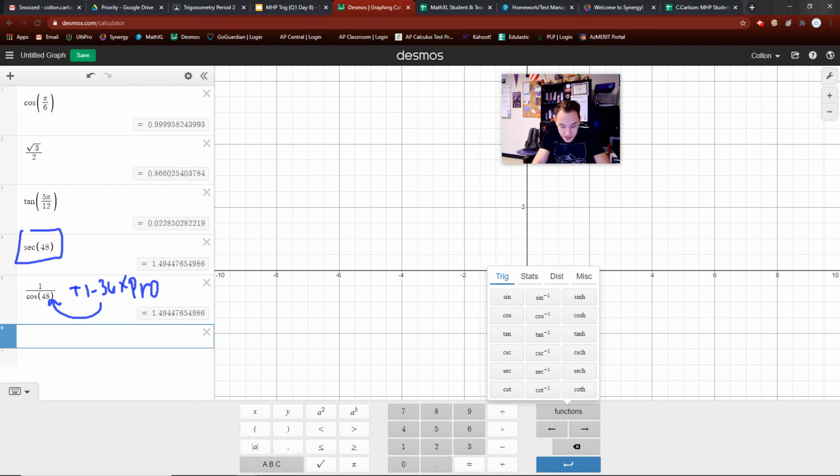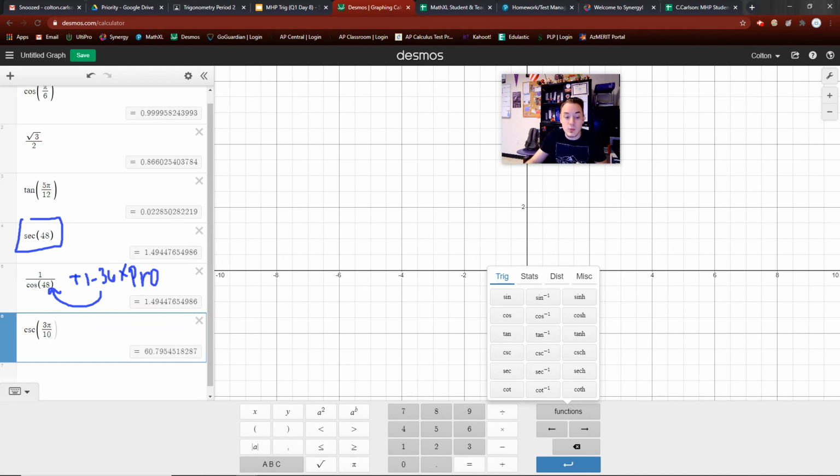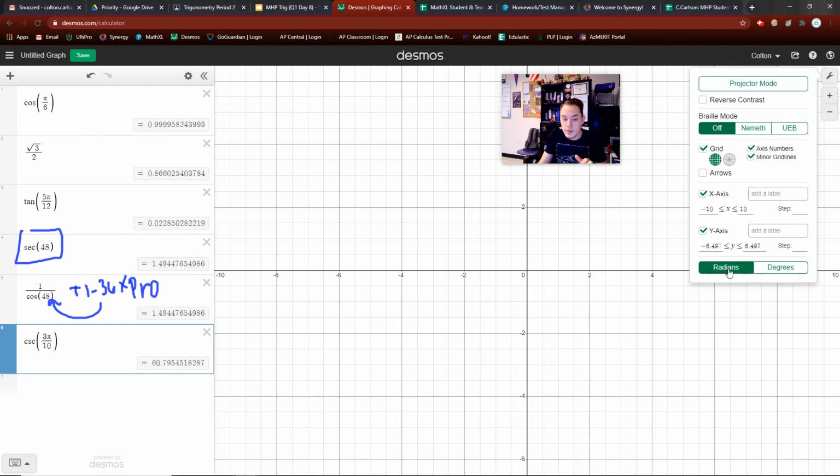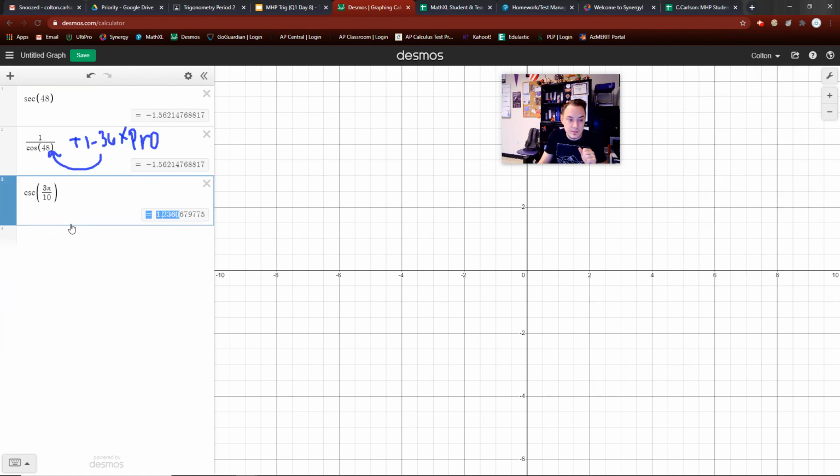Okay, let's finish it out here. Cosecant, and then I have 3 pi divided by 10. Now this is in radians, so I need to go over here. I need to make sure I'm in radian mode. So that is my correct answer there.